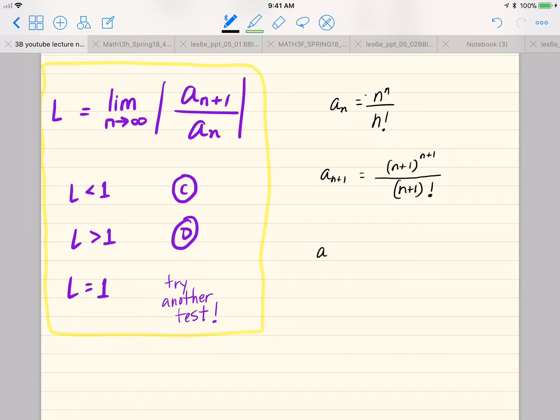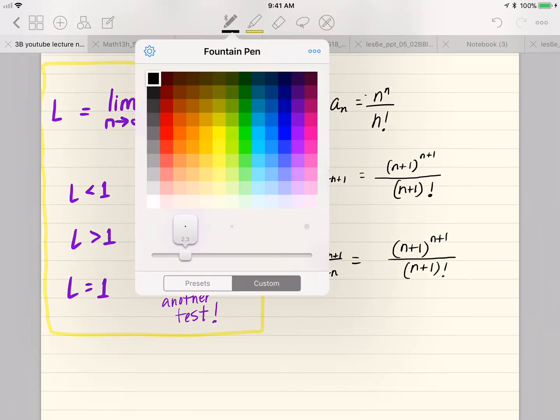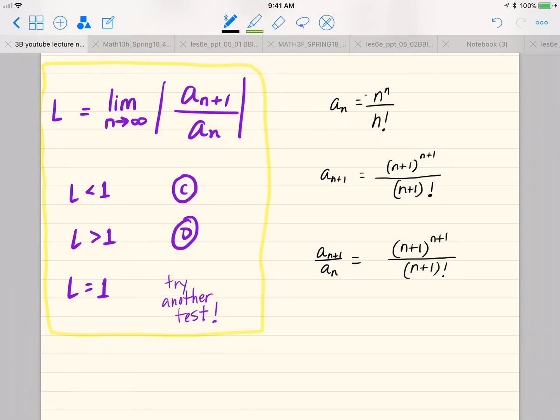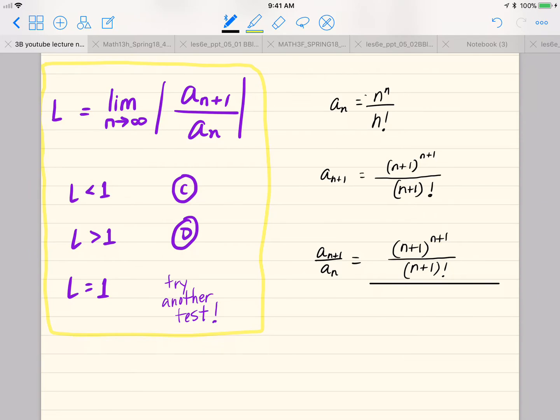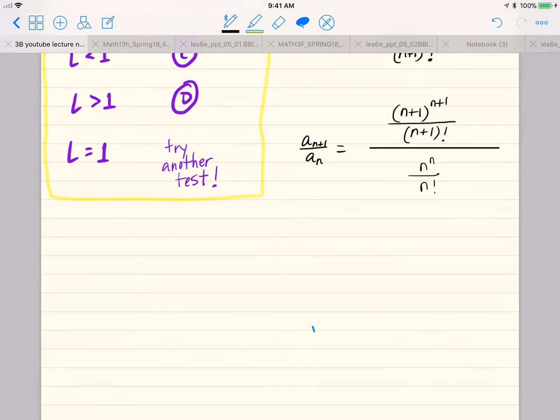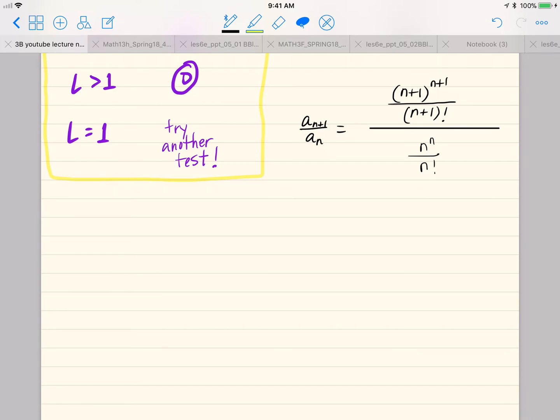Now I need to look at my ratio, a sub n plus 1 over a sub n. That is going to be n plus 1 to the power of n plus 1 over n plus 1 factorial, divided by n to the n over n factorial. Okay, so obviously I need to do a lot of rearranging. My algebra skills are going to come into play here.